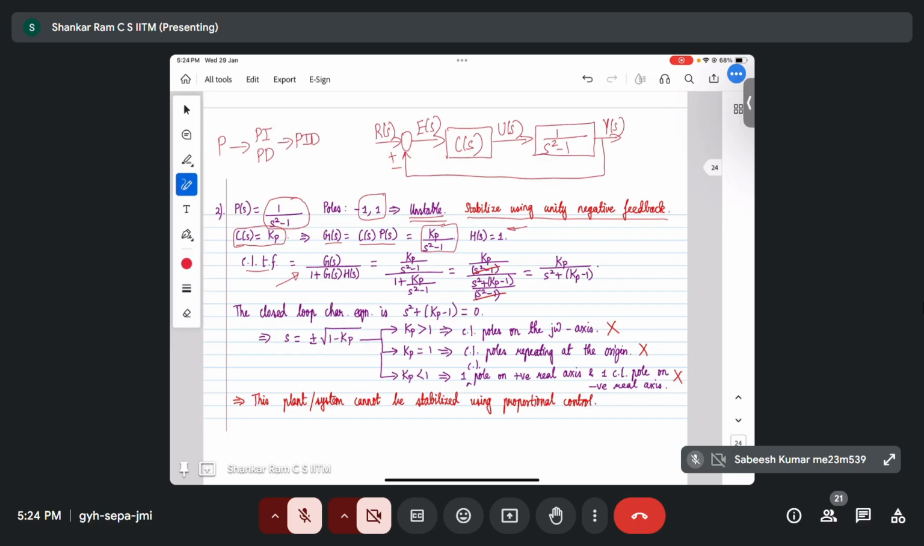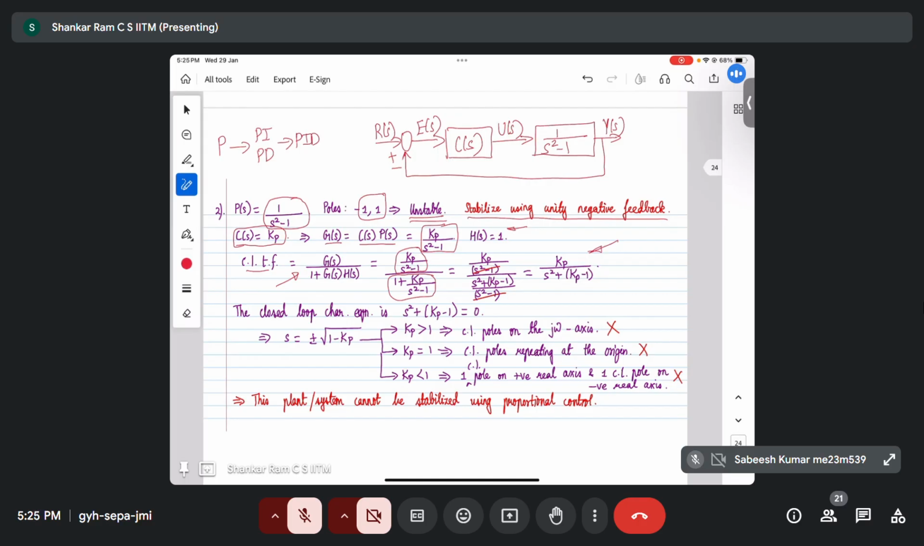So, we can see that the process is very standard. Once you and I get practice, it becomes a very standard process. So G of S is Kp by S squared minus 1. In the denominator, we have 1 plus Kp by S squared minus 1 because H of S is 1. So if we take the LCM and then cancel off the common factors, we get Kp divided by S squared plus Kp minus 1.